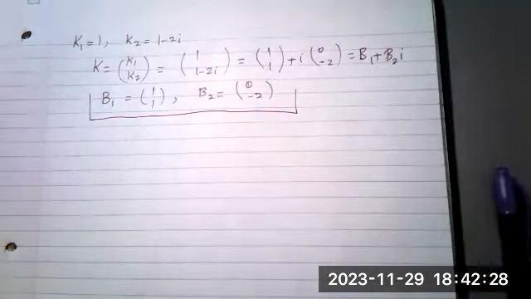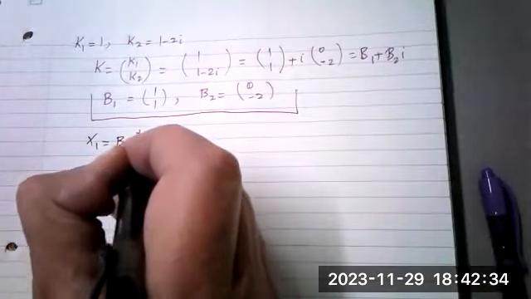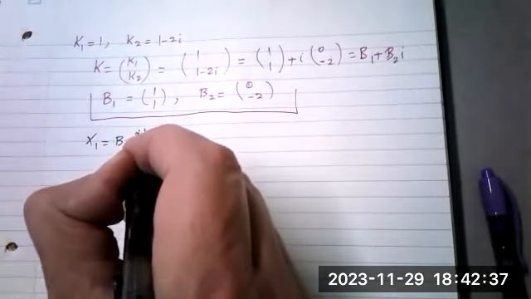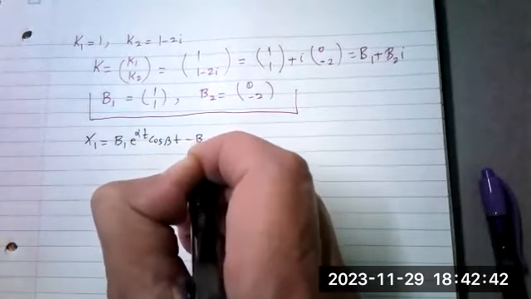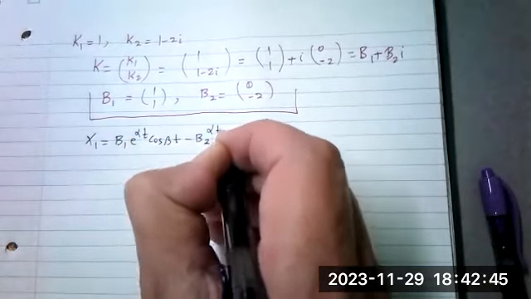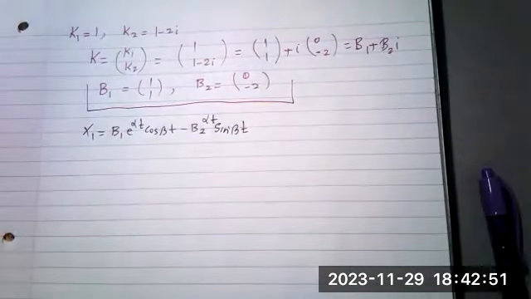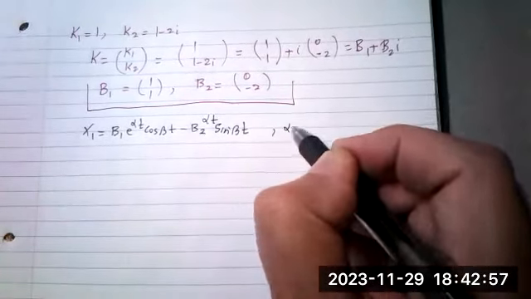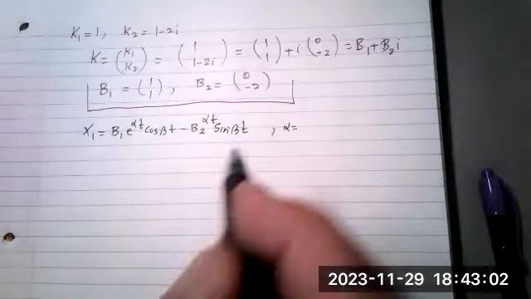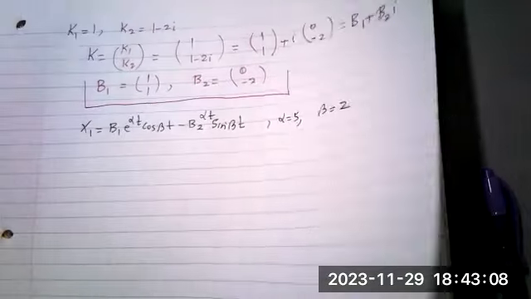The first solution was this one: b1 e to the alpha t cosine of beta t, minus b2 e to the alpha t sine of beta t. That's the first one. So substitute. You have all the information. Remember the alpha was what? Alpha was 5, and the beta 2. So substitute to get the first solution.